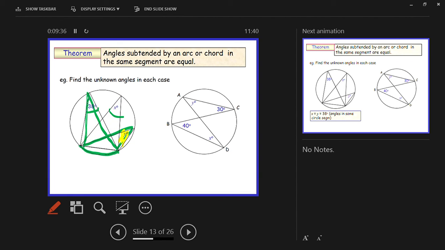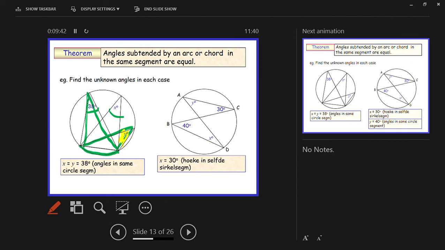Okay. Now let's move on to the second circle. Wag, kom ek sit eers daai antwoorde op. All of them are equal to 38 degrees. Okay. Now in the second circle, what will the size of x be? 30 degrees. Moenie die mekaar raak met die 40 en die 30 nie. We're looking at this bow that subtends both the 30 and the x.